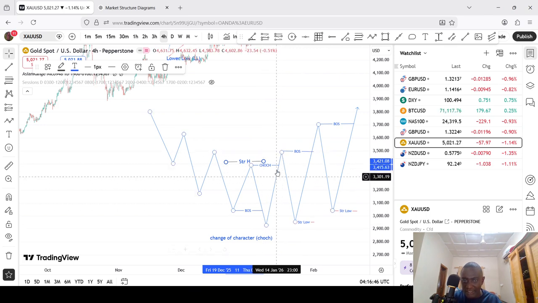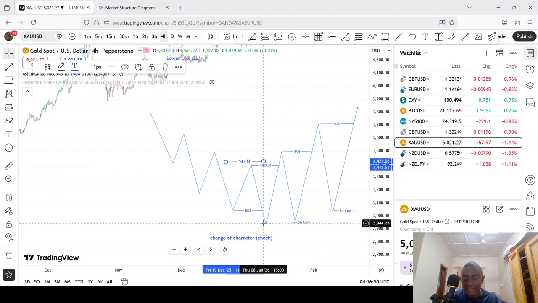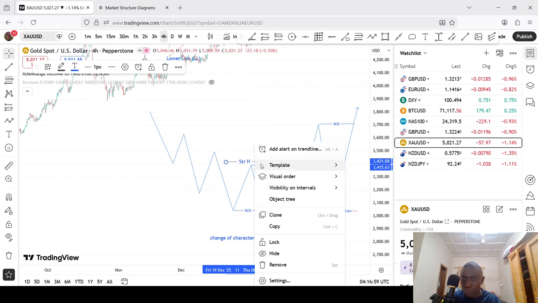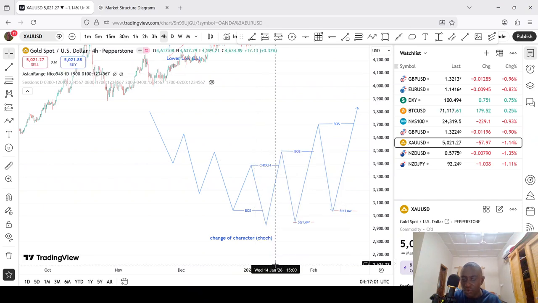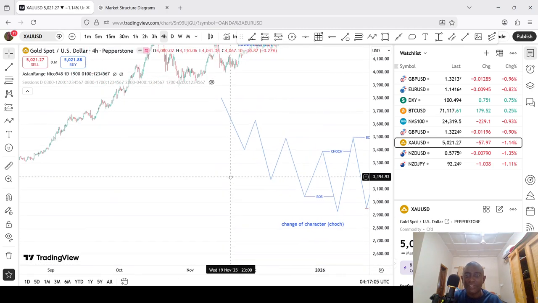Once this place was broken, then this point, instead of BOS, becomes our change of character, and it is no more our strong high. It is no more strong because it has been broken. That is the whole concept. You get it? The same thing happens.